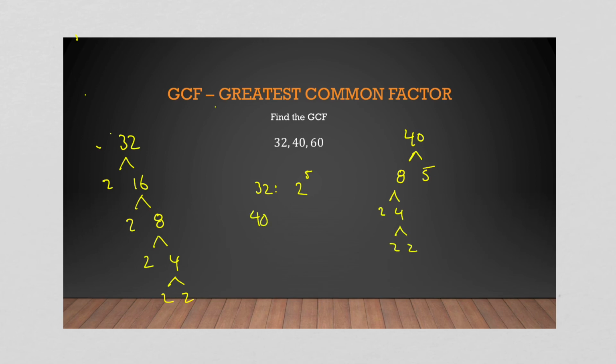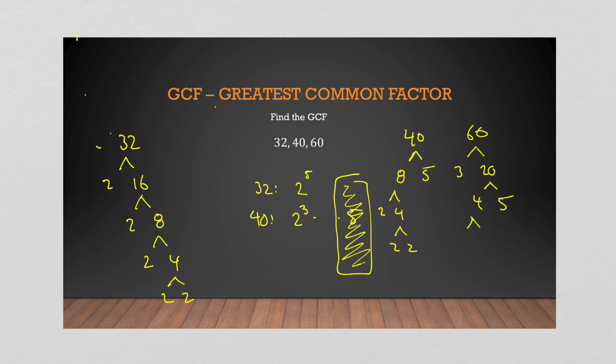So for 40, you have 2 cubed times, leave a spot in case there's a 3 in my 60, but you already know that this 5 isn't going to be common because it's not in 32, so really it doesn't even matter. No bearing on my greatest common factor. And then my 60, well yeah, 3 times 20, 4 times 5, 2 times 2. So for 60, I have 2 squared times 3, and then times 5, but we already know the 5 column doesn't matter because I don't have a 5 as a factor for 32. And for 60, I also have a 3, but I don't have a 3 as a factor for 32. So my 3 column really doesn't matter either.